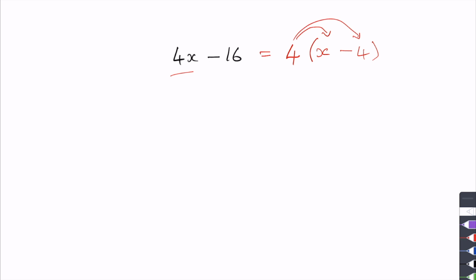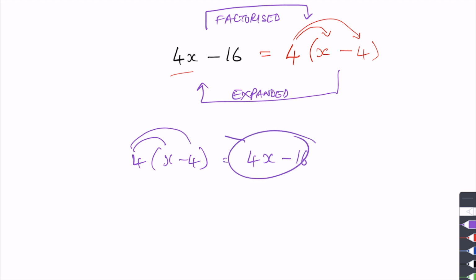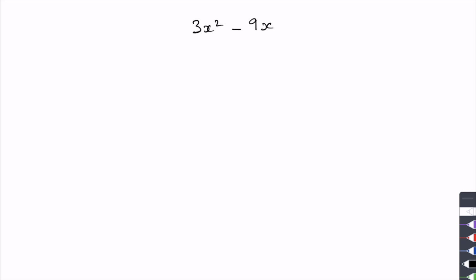Now, one thing to note here is that if we've gone in this direction, like we just did, we've actually factorized. But if we started off with the brackets and we went backwards, we would have expanded the brackets. So if we had 4 times x minus 4 and the question was expand that bracket, you do 4 times x is 4x and 4 times 4 is 16, and we can see that we've got exactly the same answer. So factorizing is the opposite of expanding brackets.